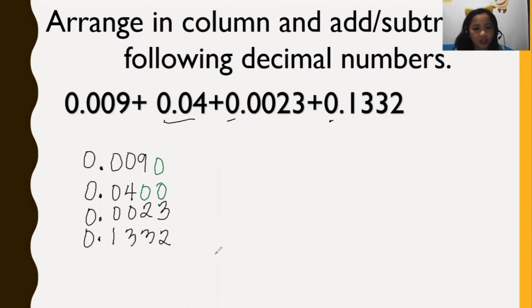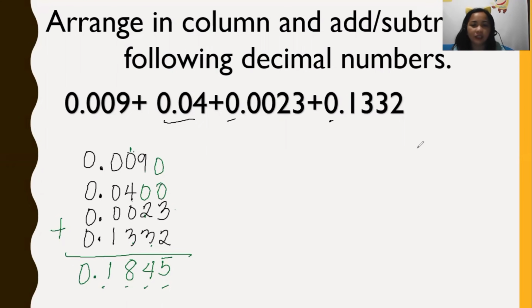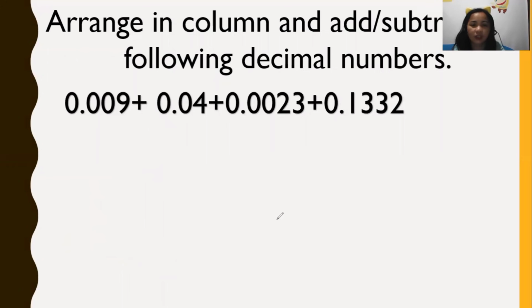Ayan, para kompleto na. Now, let us add. We have 3 plus 2 is 5. 9 plus 0 plus 2 is 11. 1 plus 3 is 4. 4 plus 3 is 7, plus carry 1 is 8. This is 1, and then 0. The answer is 1,845 10,000ths. So that is the answer. Now, let's go to the next one.